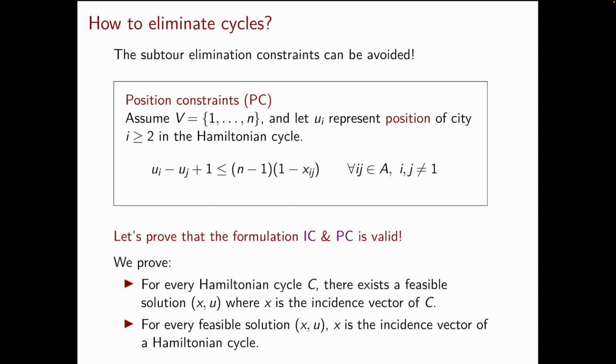Now let's see instead what happens if you have a feasible solution corresponding to the union of 2 or more cycles.